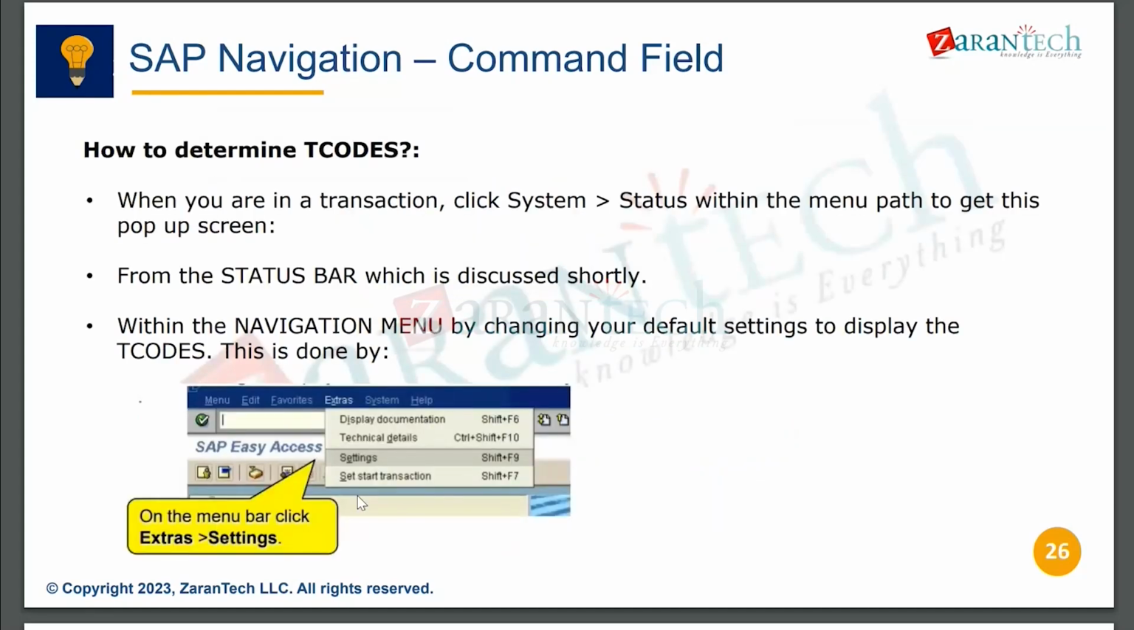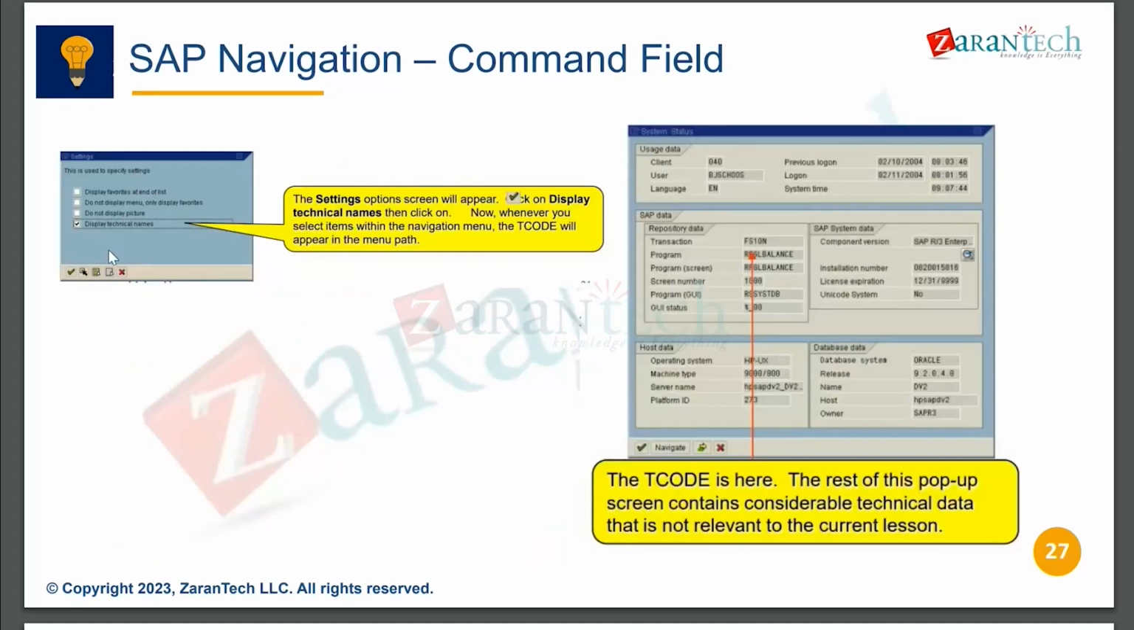Okay, whenever you log in the first time, you cannot see these transaction codes; you can only see the text. In that case, you need to go to Extras and click on Settings. Then you need to activate display transaction codes with a check mark here. Then you can see the transaction code for your session.